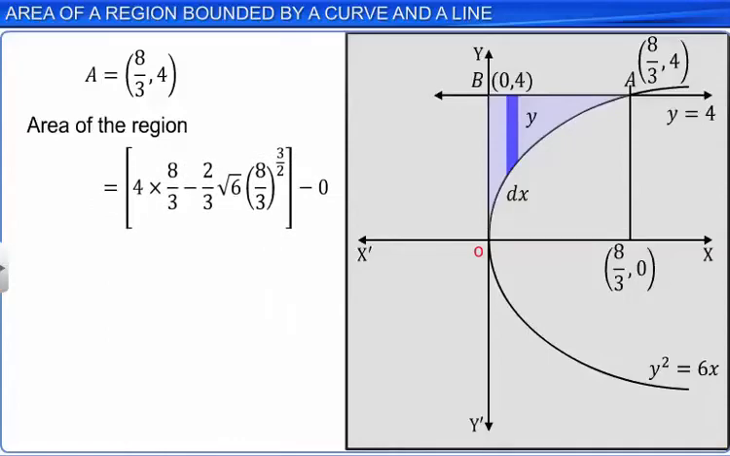Hence, the area of the shaded region can be found by any one of the two methods discussed as they yield the same result.